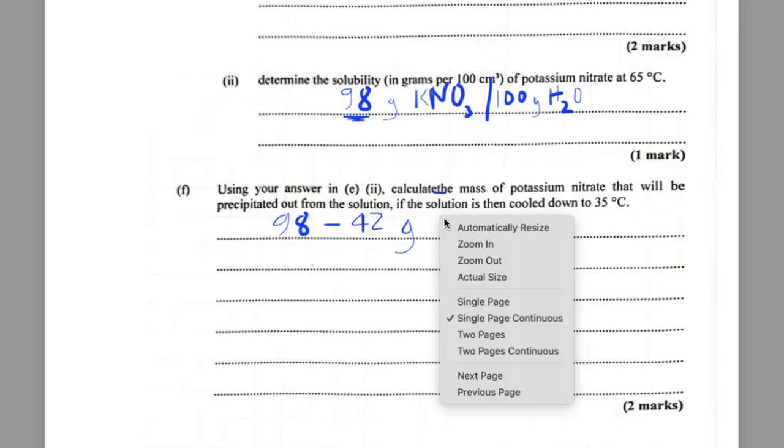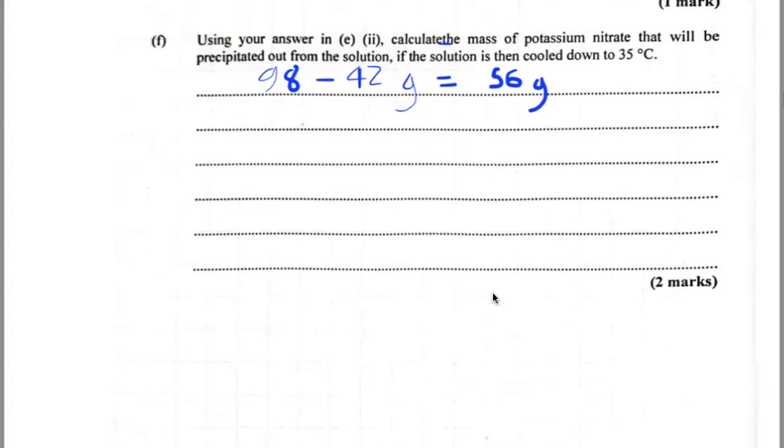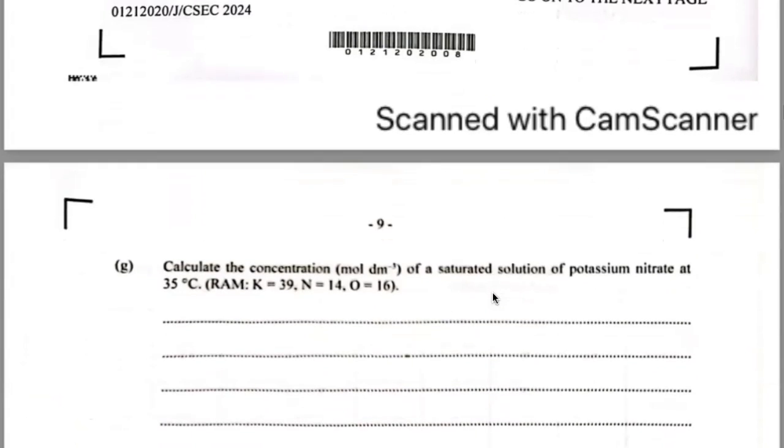All right, and that's equal to, what's that equal to? 2 from 8 gives us 6. And then 4 from 9 gives us 5. So we'd have 56 grams falling out. 56 grams of potassium nitrate. All right, so we're going well.